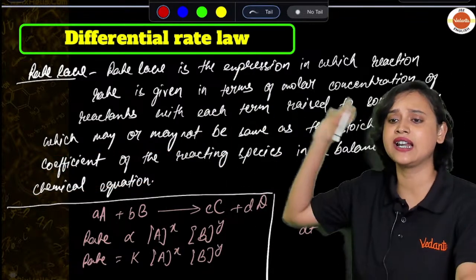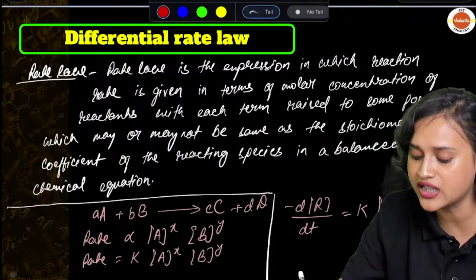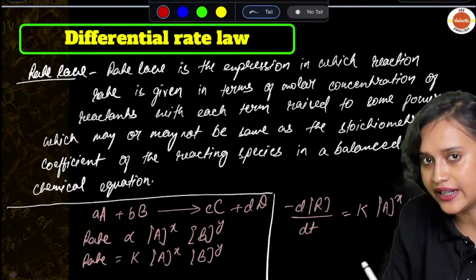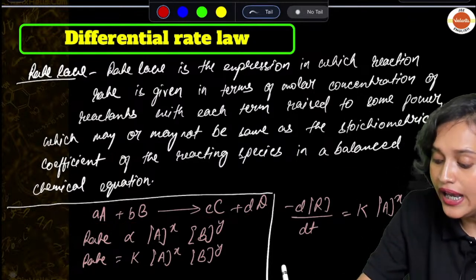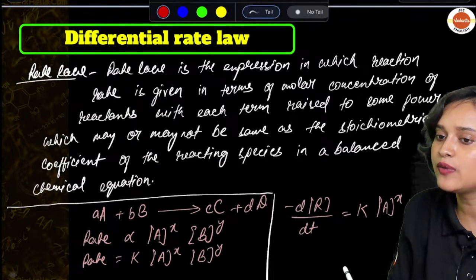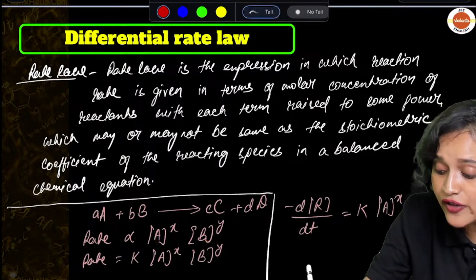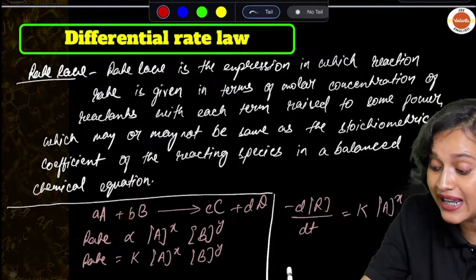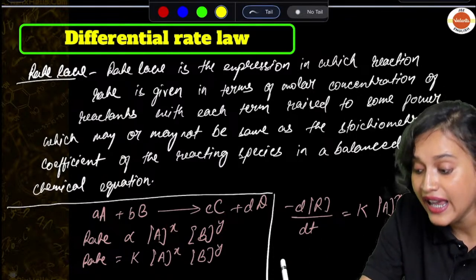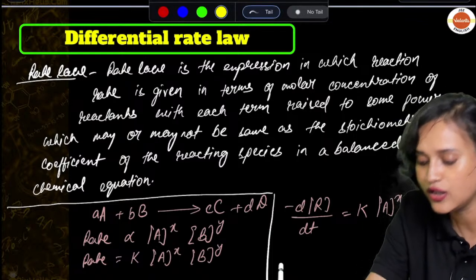If you did not understand anything from this paragraph, no worries, just look at it. We have the general equation, aA plus bB forms cC plus dD. How do you write the rate? Rate will be proportional to A to the power x, B to the power y. See, I have not written a and b, I am writing x and y. Why? Because like I said, this x and y may or may not be equal to a and b.